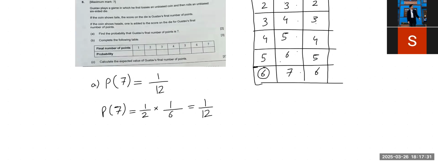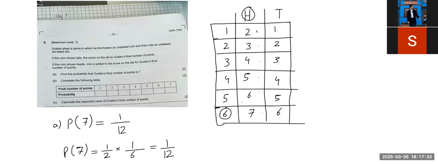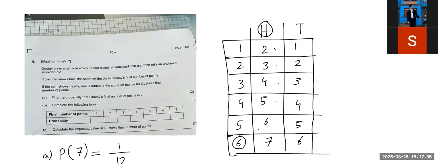So now we can fill in the rest of this table using the same idea. So what's the probability of getting a 1? A final score of 1. What do you think? So how many ways can you get a 1 divided by how many total things can happen?